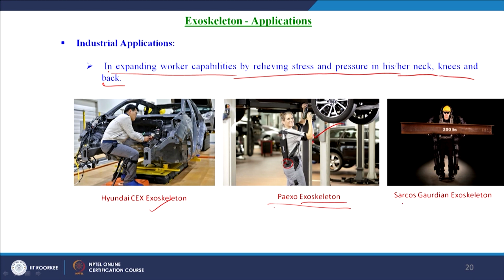Then finally, the Sarcos Guardian Exoskeleton is a powered exoskeleton which improves human strength and endurance without affecting the freedom of movement of the operator. It can lift up to 90 kilograms, as can be shown in the schematic.